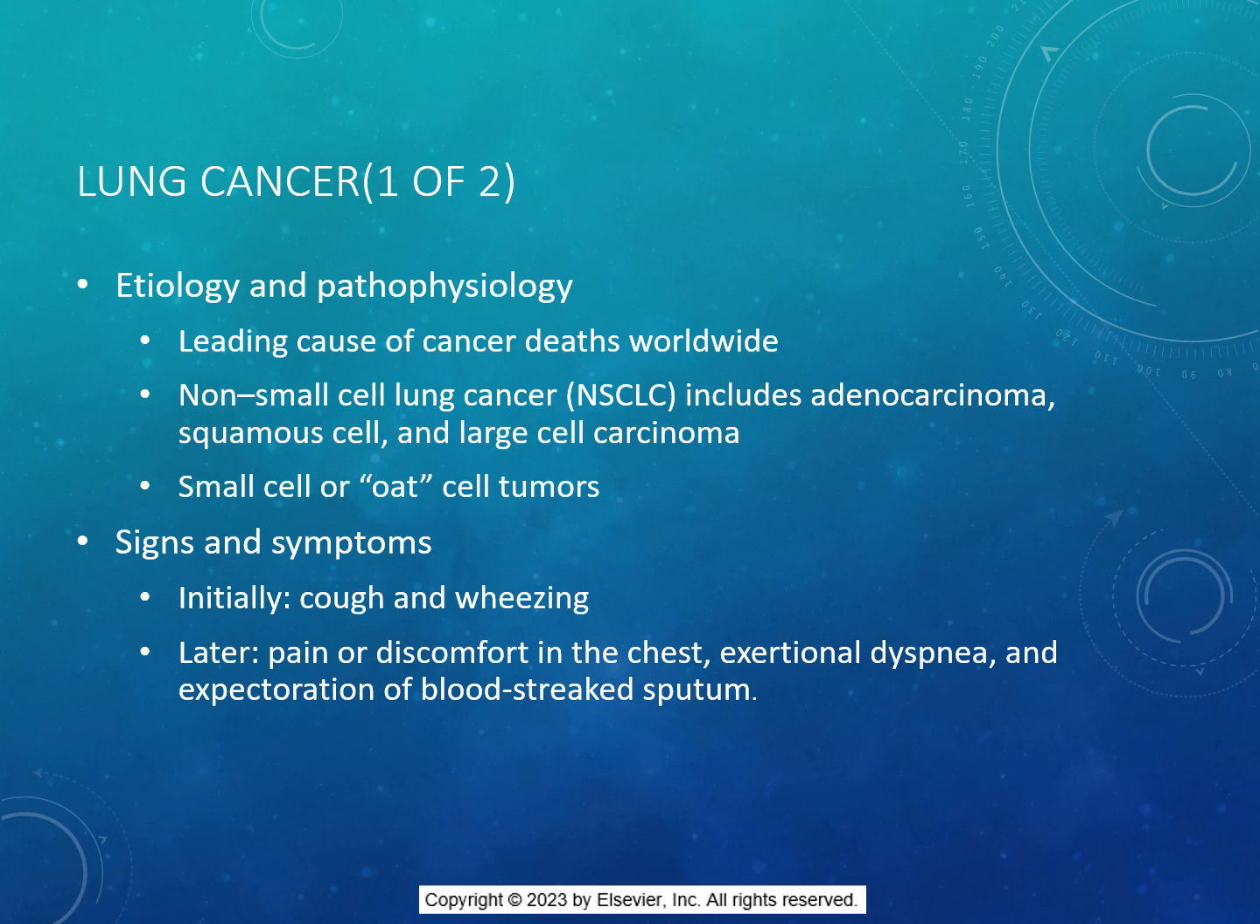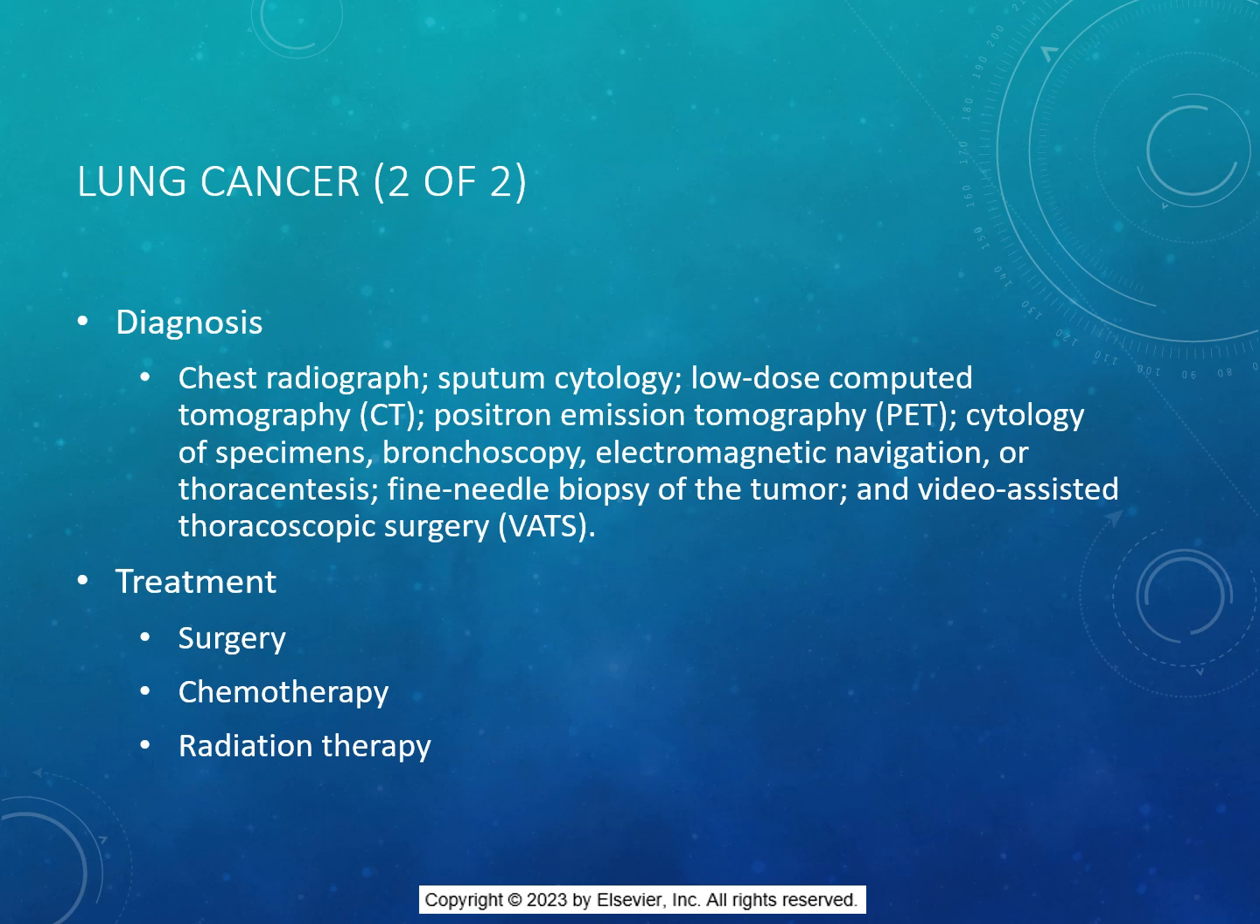At first, there will be only a few symptoms, typically just a cough and some wheezing. As the tumor grows larger, the patient can experience pain or discomfort in the chest, exertional dyspnea, and possibly the expectoration of blood-streaked sputum. Fatigue, anorexia, and weight loss are also common because lung cancer is typically advanced when it is discovered.